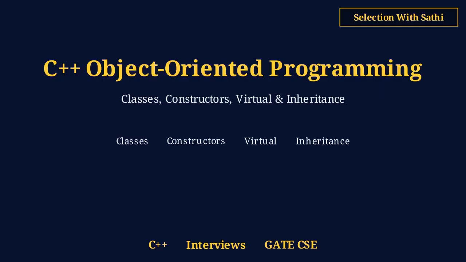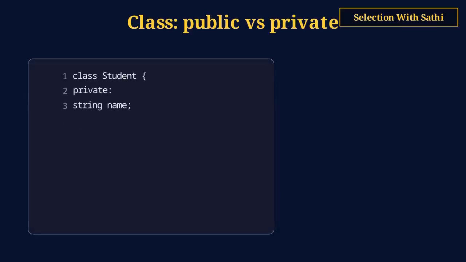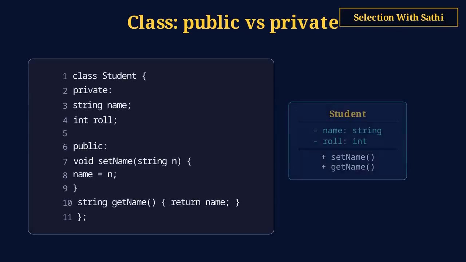Let's begin. First concept: classes with public and private access. A class in C++ encapsulates data and functions into a single unit. Members declared as private can only be accessed within the class itself. This is the default. Public members can be accessed from anywhere outside the class. Protected members are like private, but they are also accessible in derived classes. The key idea is encapsulation, hiding internal data and exposing only a clean interface.